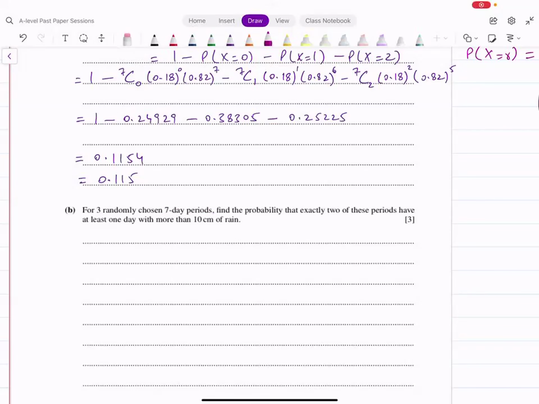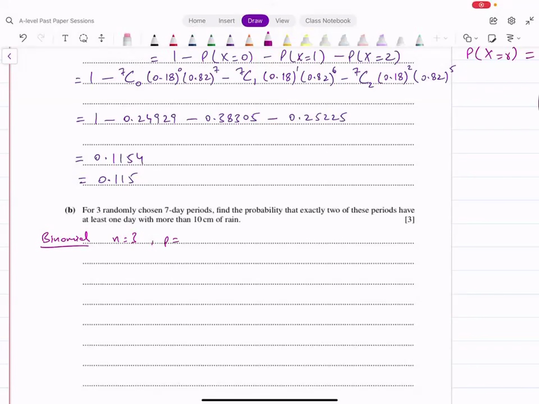Number of weeks कितने हैं? So we've got the outer binomial, यहाँ पे left पे लिखा होगा. इसमें क्या है? n is 3. n की वैल्यू 3 है और इसमें हमने क्या करना है? Probability find करनी है that exactly 2 of these periods have at least 1 day. So आपने 3 में से 2 की probability निकालनी है.